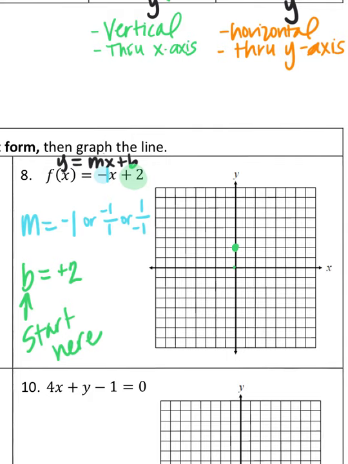So remember, rise over run, up and down first, and then left to right. I'm going to go down 1, to the right 1, down 1, right 1, down 1, right 1. Or I can go from our y-intercept up 1, left 1, up 1, left 1, all the way through the graph. Just go ahead and do both sides here.